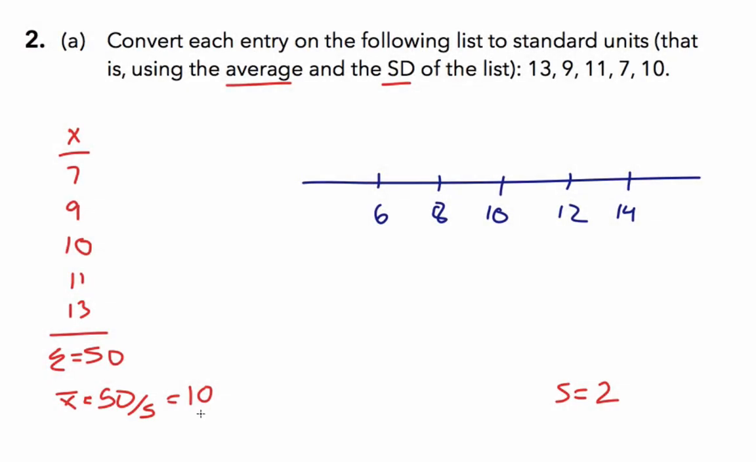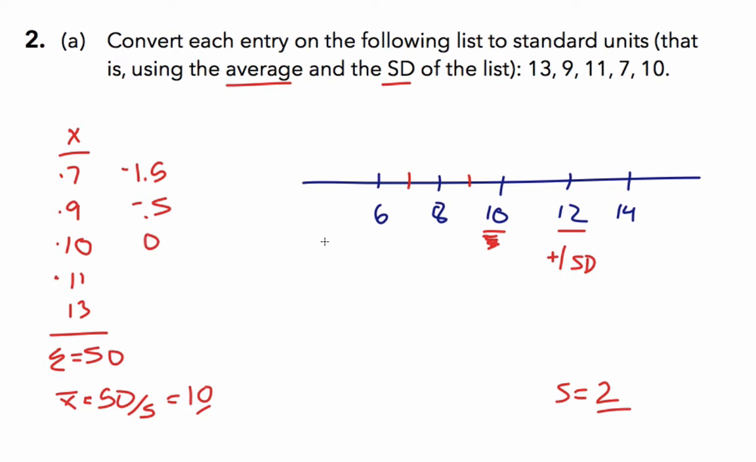To finish part A, I'll draw another number line with the mean and 2 standard deviations above and below the mean. 12, for example, is 1 standard deviation above the mean. We'll identify the position of each raw score on the number line to work out the standard units. 7 falls halfway between 6 and 8 and is therefore 1.5 standard deviations below the mean. 9, the next value, falls between 8 and 10 and is therefore only a half standard deviation below the mean. 10 is the mean itself and therefore has a standard unit of 0.